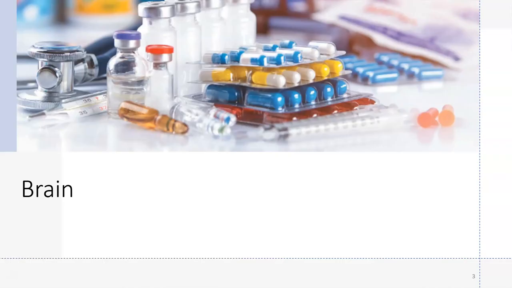Diseases and conditions of the brain include epilepsy, dementia, Alzheimer's disease, Parkinson's disease, multiple sclerosis, insomnia, and migraine headaches.